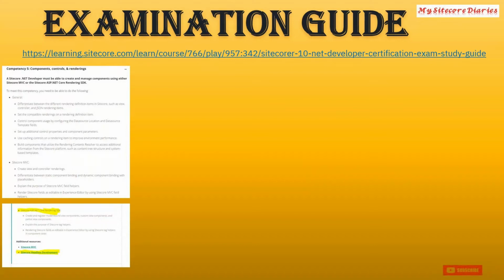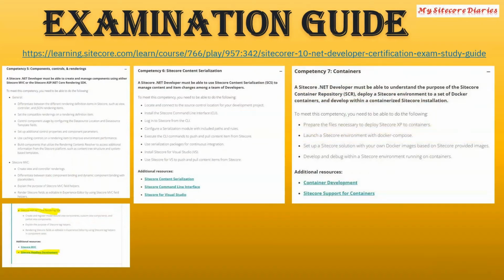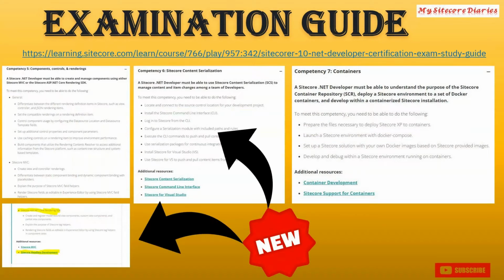Okay, so this is the part which is newly added. When you say component controls and rendering, it is not just the old thing that was there previously, but this is also added: the Sitecore ASP.NET Core Rendering SDK. This is something new. Then, as you know, Sitecore content serialization is newly added in Sitecore 10, and that is the 6th competency, and the 7th competency is containers. So these 3 sections are new.